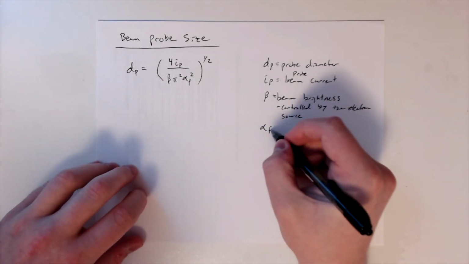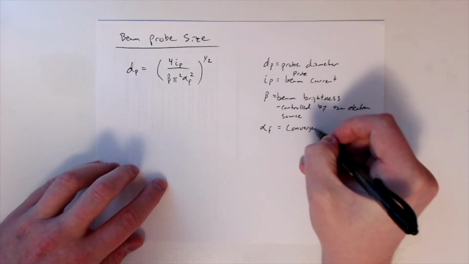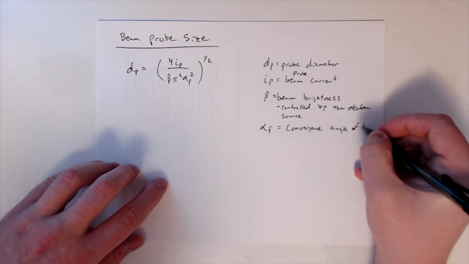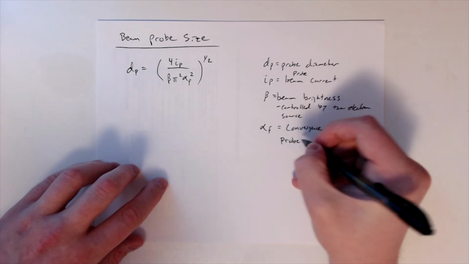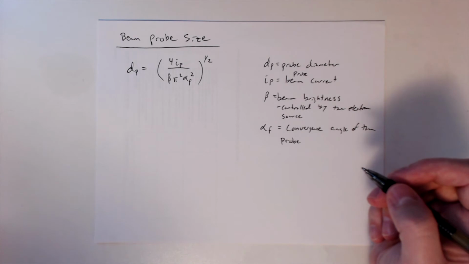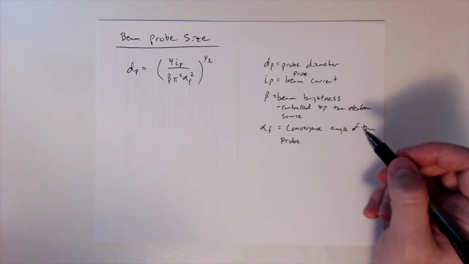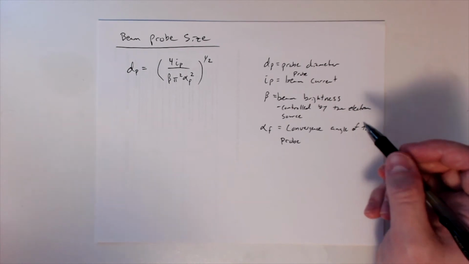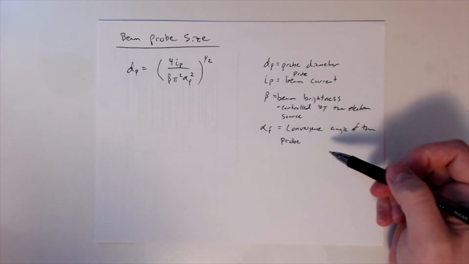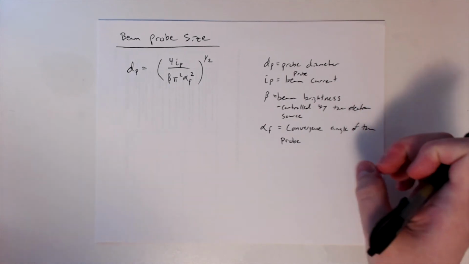And then alpha f, as we said before, is the convergence angle of the probe. This is basically the same thing that you see in light microscopy, which is the aperture angle in that drawing. So this is from the final aperture to the sample's surface, so the distance for the working distance that we see.